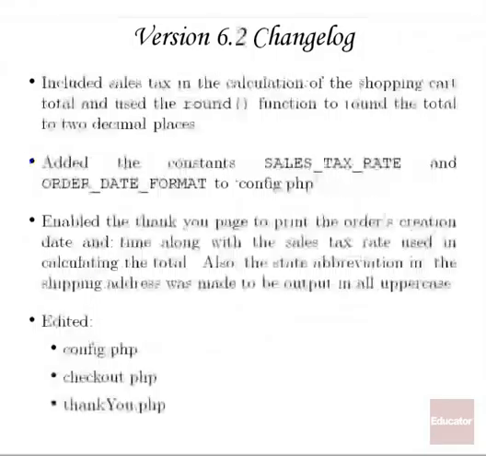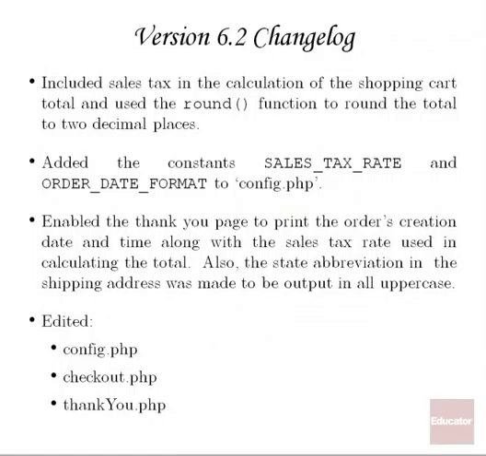The final version we're going to talk about today is version 6.2. What we're going to do is take advantage of what we've learned about constants and also what we've learned about functions, particularly date functions, to add a little bit of improvement to our web application. First of all, we're going to include a sales tax calculation for the user's shopping cart when they go to checkout. And as part of doing that, we're going to introduce the function called round, which you can look up in the PHP function reference, which you now know how to use.